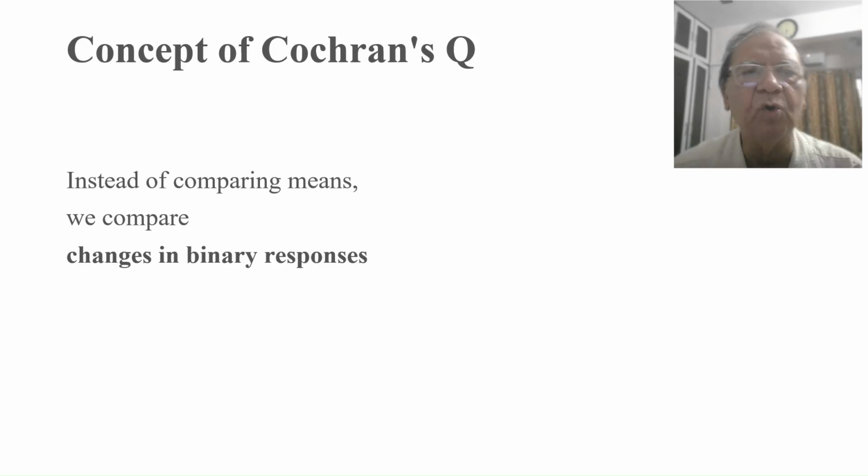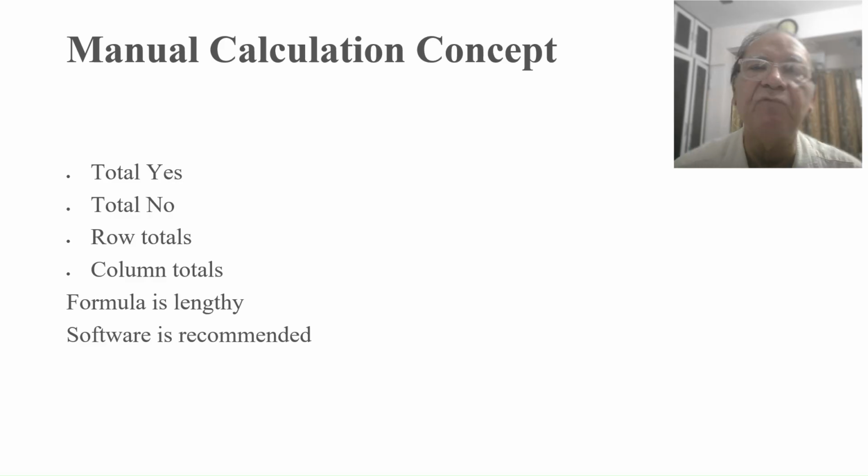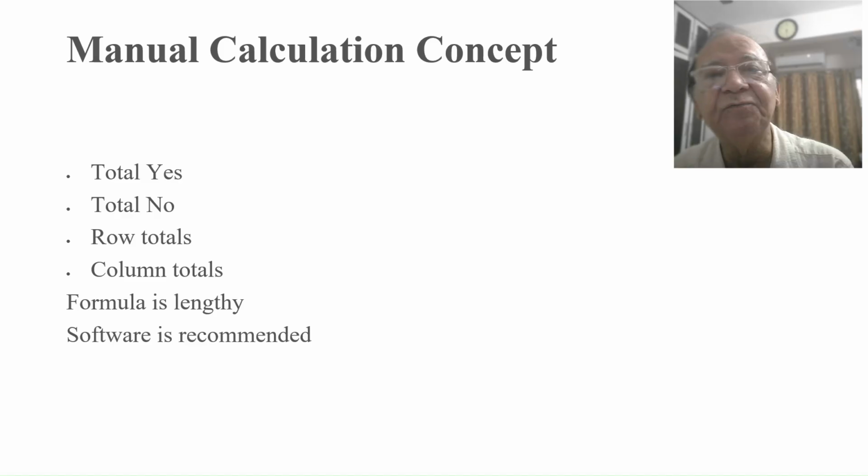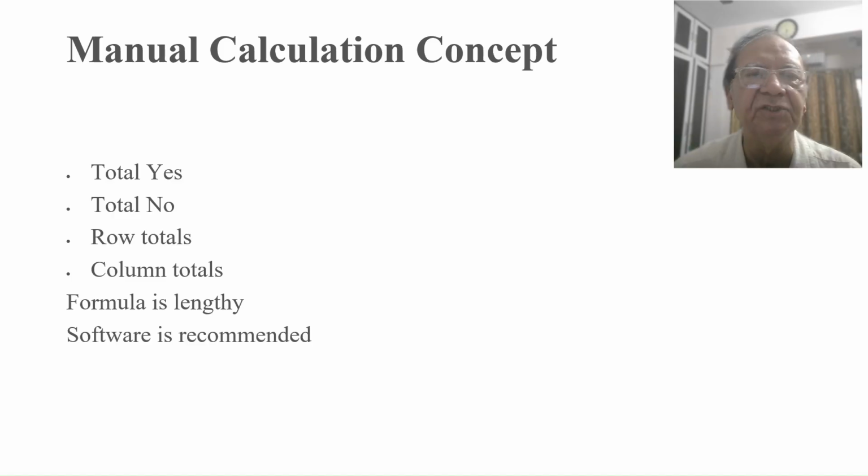Unlike ANOVA, Cochran's Q test does not compare means. Instead, it examines whether the proportions of binary responses change significantly across repeated observations. Although Cochran's Q test has a mathematical formula, it is rarely calculated manually in research practice. Instead, researchers focus on understanding the logic of the test and then perform the analysis using statistical software such as SPSS or Python.